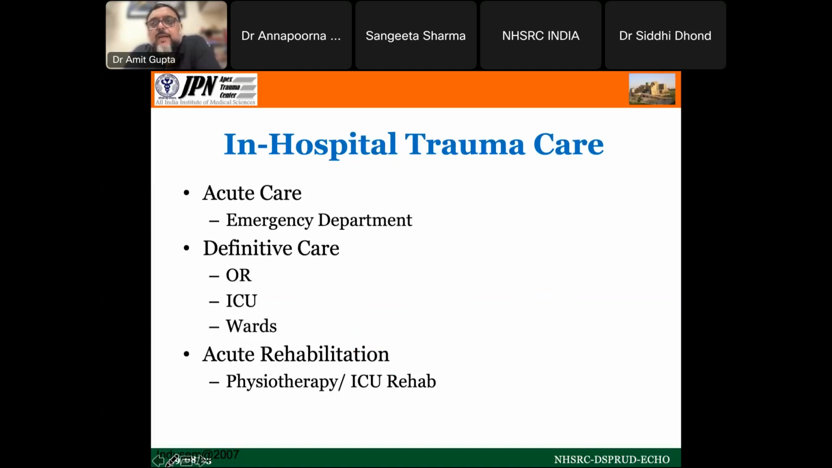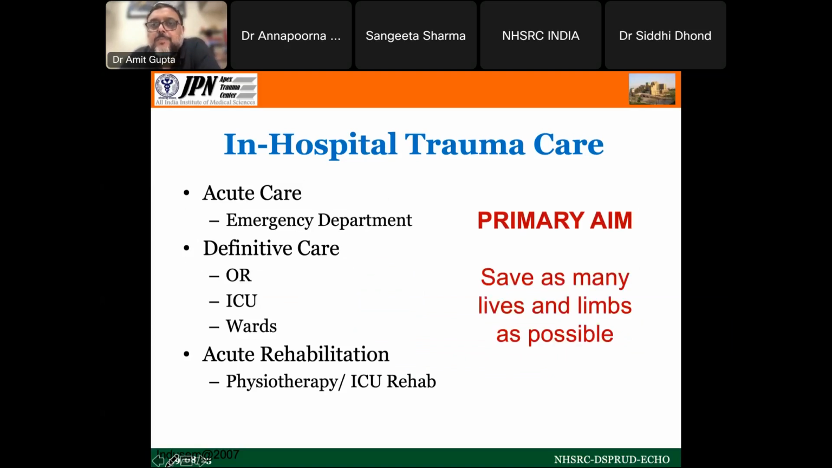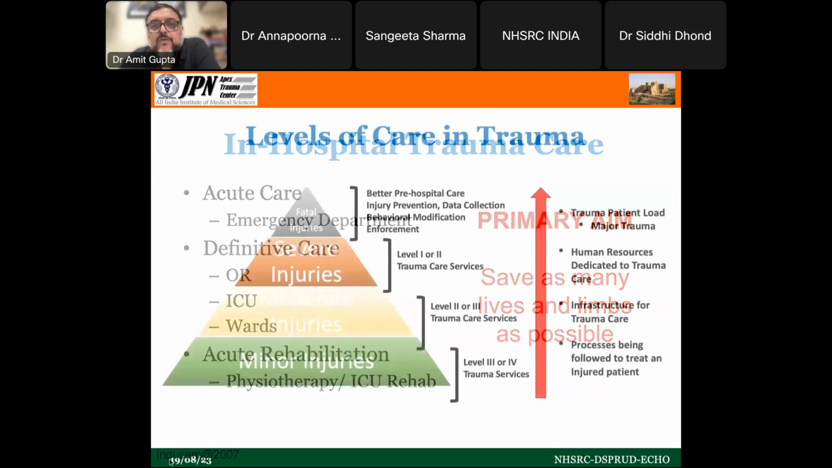Well, let us come to the in-hospital trauma care. As I said, it is divided into acute care, which happens in the emergency department, where our casualty medical officers or our medical officers or the residents are working, and the definitive care, which happens in either the operating room, ICUs or wards, and finally the acute rehabilitation or physiotherapy of the patients in the hospital. Now, the primary aim of the hospital is, as and when the patient is brought, to save as many lives and limbs as possible, right? That's our primary goal in treating trauma patients.